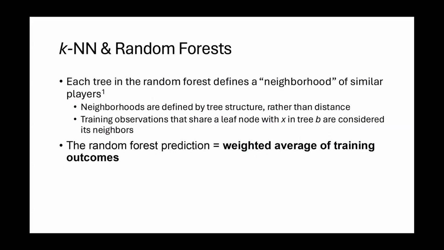First, I want to talk about the existing relationship between k-nearest neighbors and random forest. Random forest models can be seen as an adaptive nearest neighbor model, where each tree in the random forest defines a neighborhood of similar players, where the neighborhoods are defined by the tree structure rather than the distance like they would be in a nearest neighbor model. The training observations that share a leaf node with X in tree B are considered X's neighbors. And so ultimately, the random forest prediction ends up being a weighted average of the training outcomes.